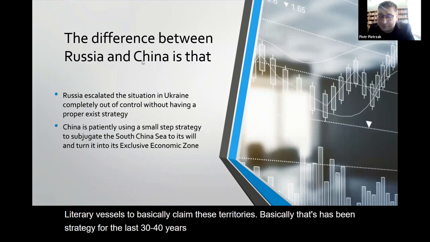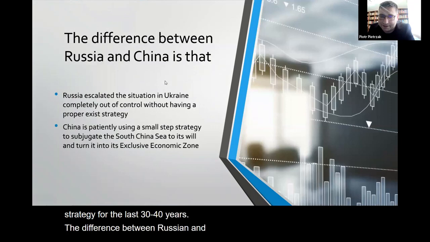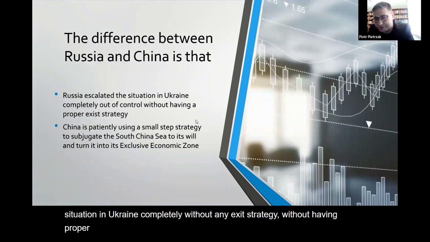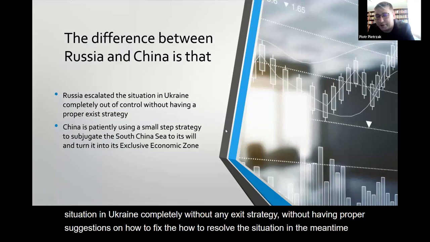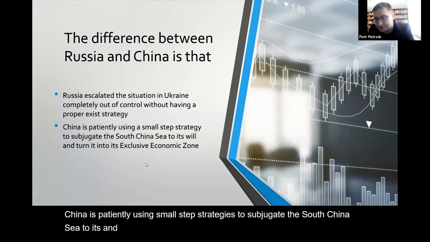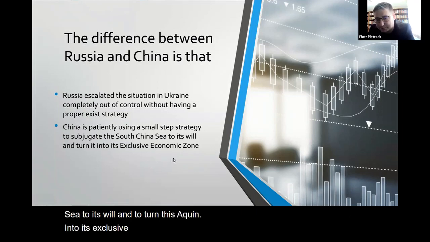The difference between Russia and China is that Russia escalated the situation in Ukraine completely without any exit strategy, without having proper suggestions on how to resolve the situation. In the meantime, China is patiently using small-step strategies to subjugate the South China Sea to its will and to turn this ASEAN region into its exclusive economic zone.